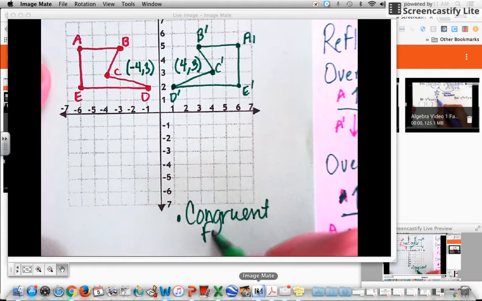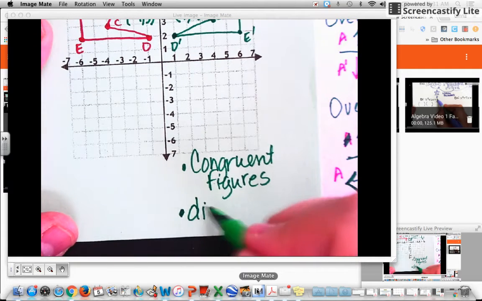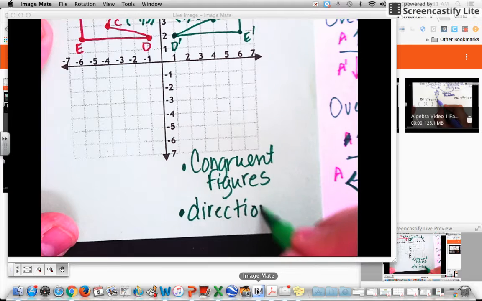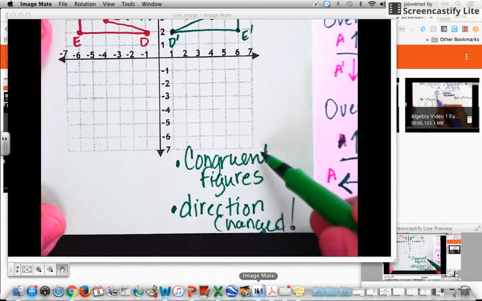shapes or figures. And did the directions change? We know that the direction changed. And that's all we're doing on this page. So I apologize, it's taking a little bit longer than I thought, but we need to remember this. These are the new things.